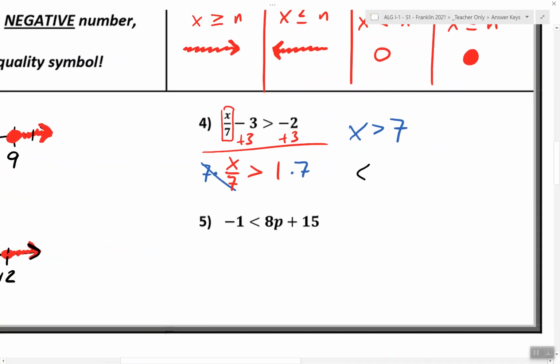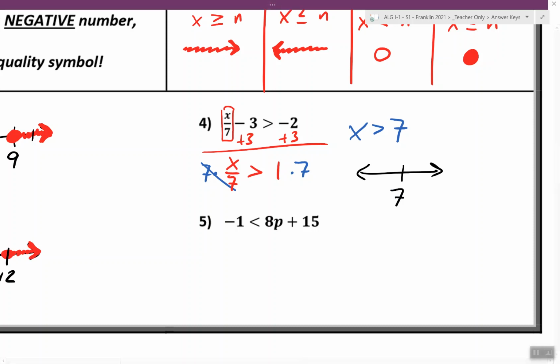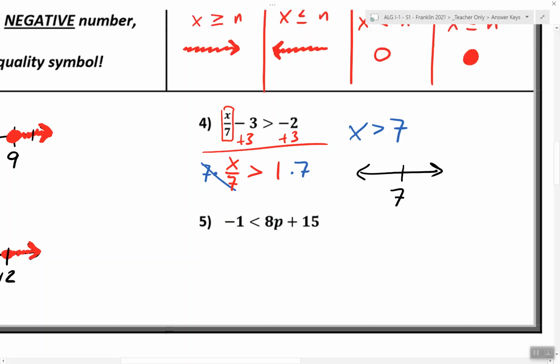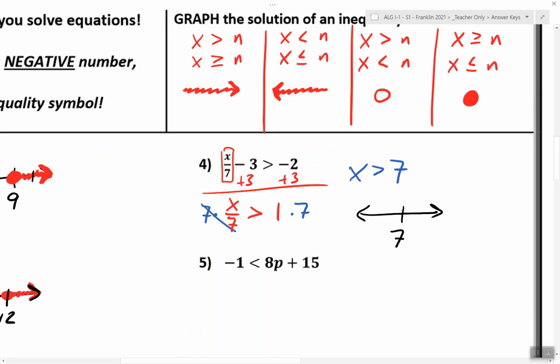Let's graph it. So put 7 in the middle of our graph. X is greater than 7, so again, we're just going to use an open circle because 7 is not part of our solution. 7 is where the solution starts, but we want to shade all the numbers that are bigger than or greater than 7, which does not include 7. 7.1, 7.00001, 1,000. These are all numbers bigger than 7, but we don't want to actually graph 7, so we leave the circle open to show that.